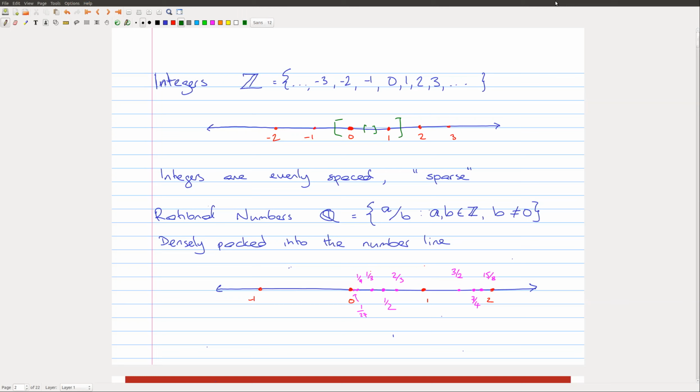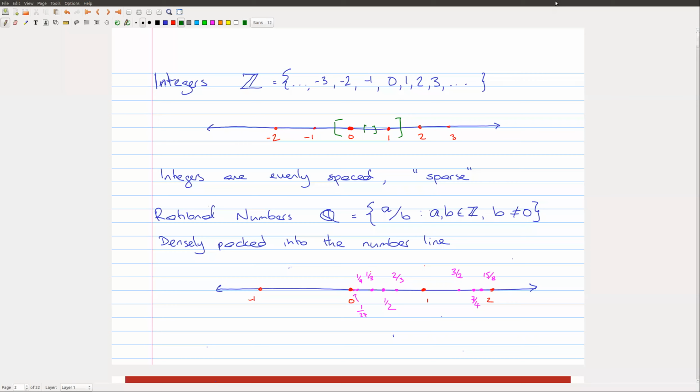That's certainly not true for the integers. I mean, if the number you want to represent is something like 2.3141, and you want to represent it with an integer, 2 is as close as you can get. And you can't choose a better integer than that. So the fact that the rational numbers are densely packed into the number line means that every real number is as closely approximated as you possibly could want by rational numbers, something that's just not true for the integers. So they have completely different properties.